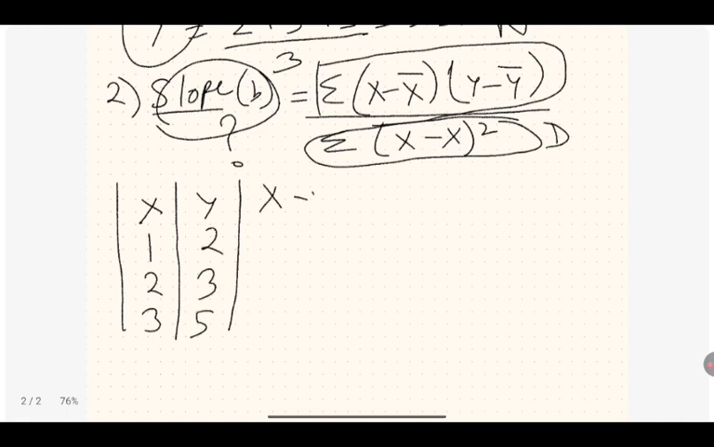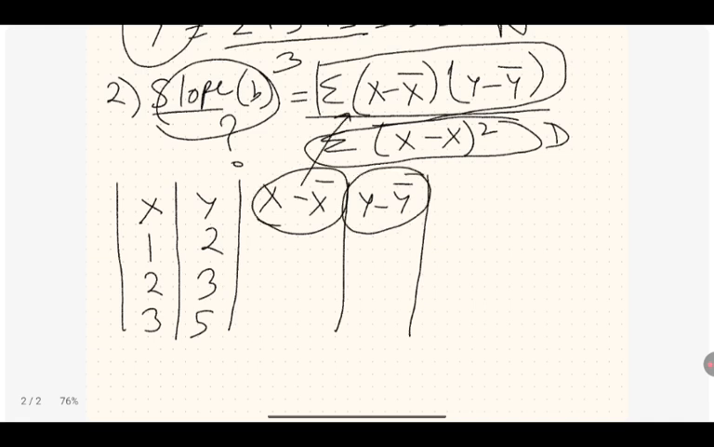Next is x minus x bar, then y minus y bar. You see, these are the same which we have seen over here. This is the numerator we are trying to calculate, and then the product we are going to find. So here we have x minus x bar.